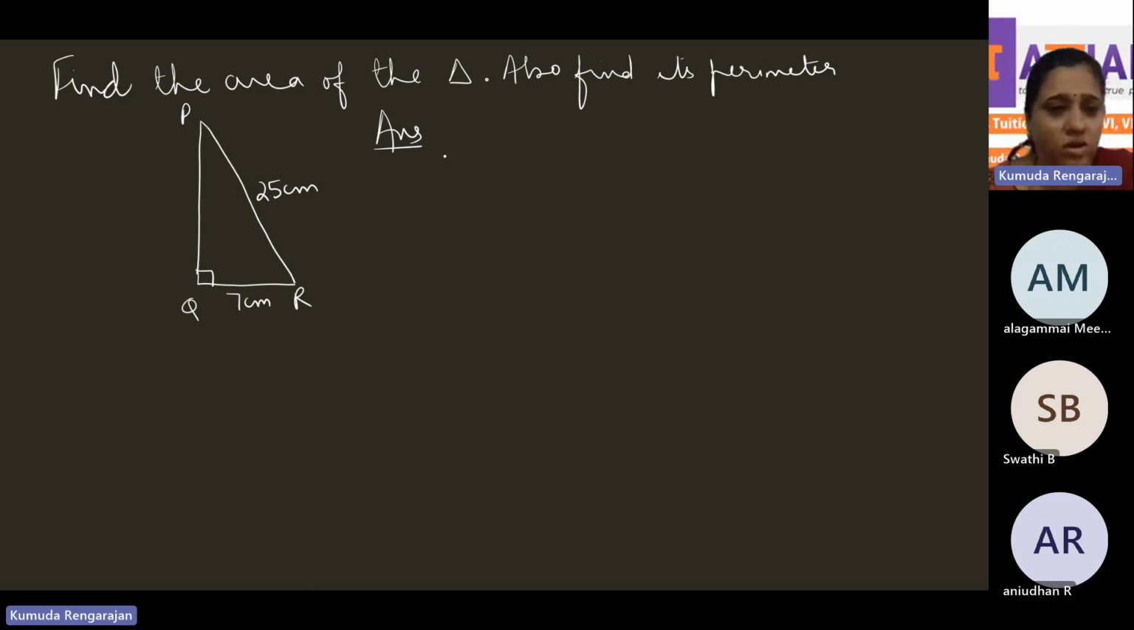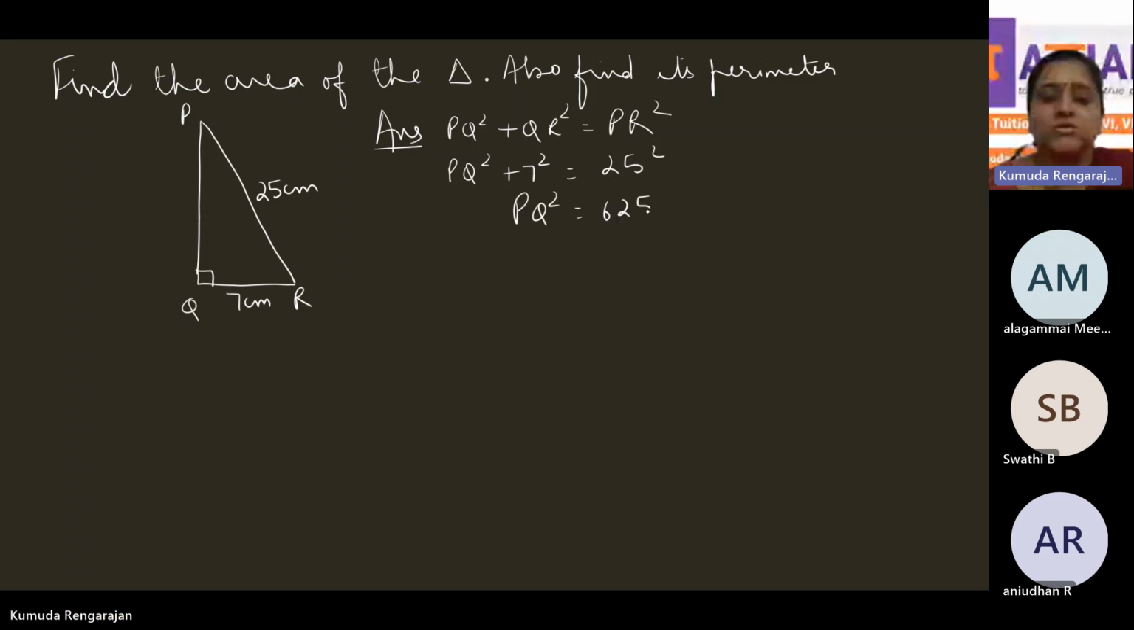As soon as you look at this triangle, all this should come to your mind. You must be able to write that PQ square plus QR square is equal to PR square. So PQ square plus 7 square is equal to 25 square. So PQ square is equal to 625 minus 49. PQ square is equal to 576. PQ is equal to square root of 576, which is 24.